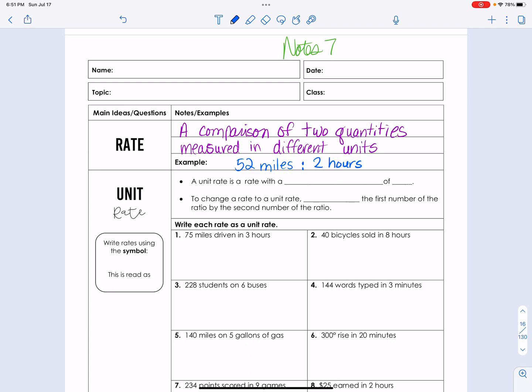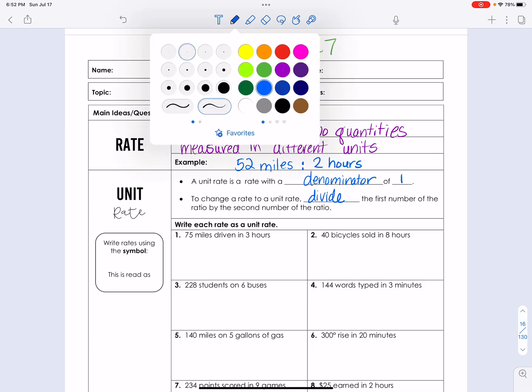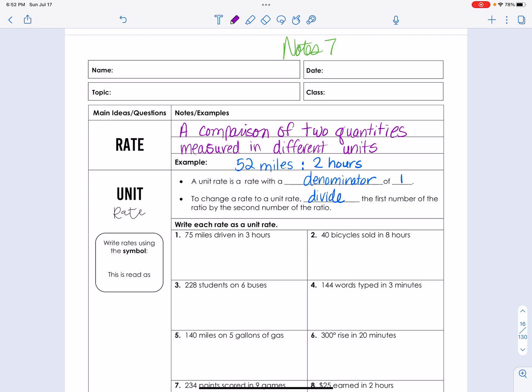Okay, a unit rate is going to be something that has, this is a special one. A unit rate is going to be something that has a denominator of 1. Okay, to change to a unit rate, divide the first number of the ratio by the second number of the ratio. Okay, so you have dealt with unit rates. You maybe just didn't know that that's what those were.